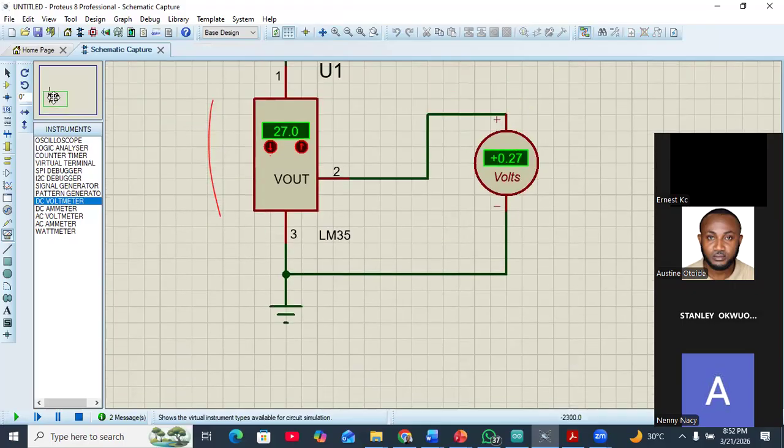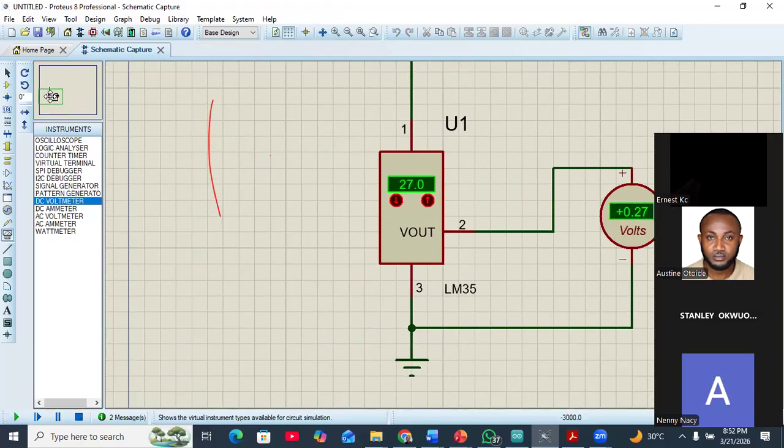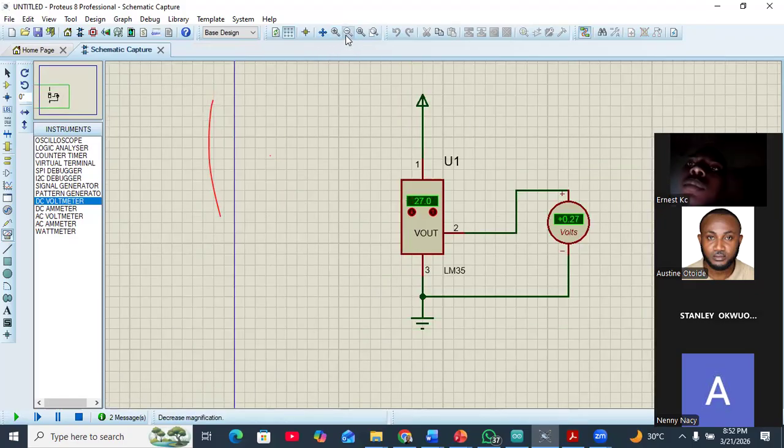Confirm what you can see on screen. Yes, sir, we can see it. A voltage of 0.27 volt as output, and a temperature of 27.0 as input. Okay, so you saw very well.